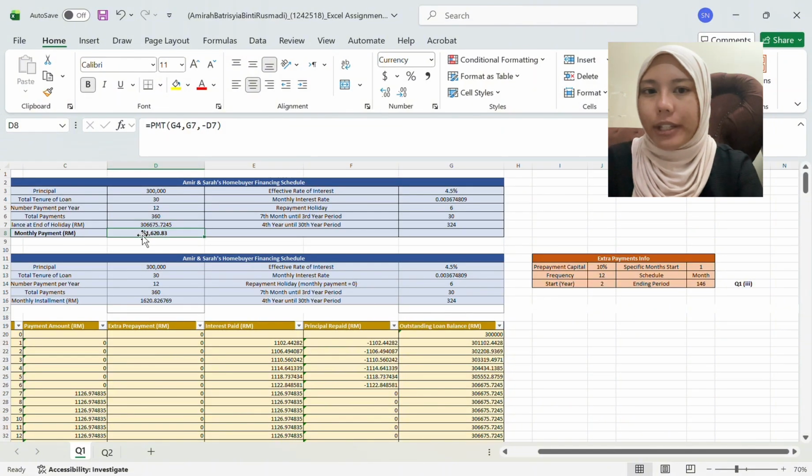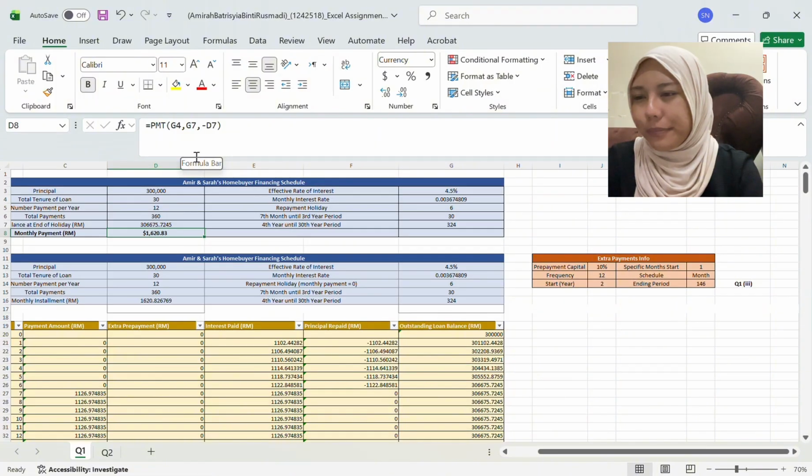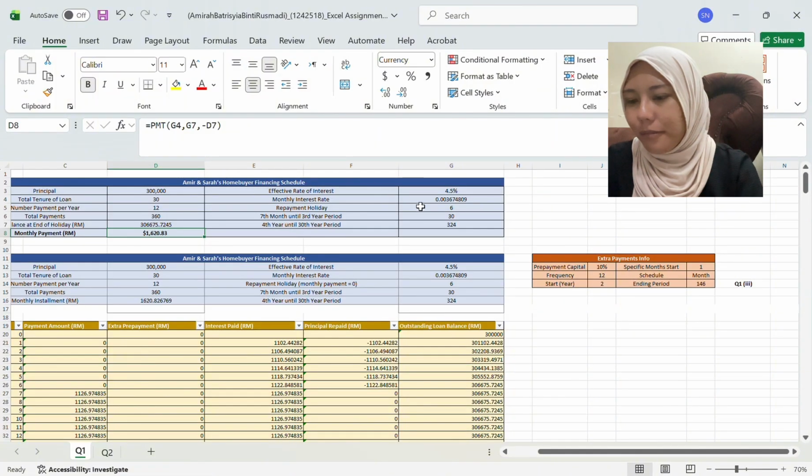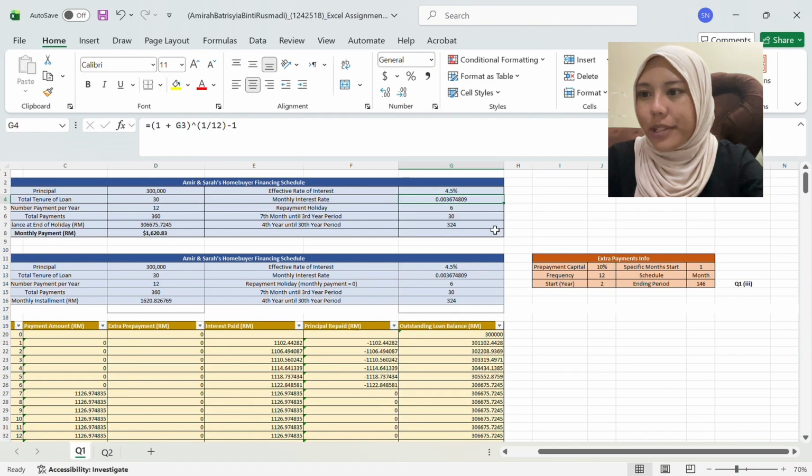So for question 1, cell D8, we calculate the required standard monthly payment using the Excel function PMT(G4, G7, -D7). The purpose of PMT is to determine the fixed installment needed to fully amortize a loan over a set number of periods. The first argument, G4, inputs the monthly rate of 0.003674809.